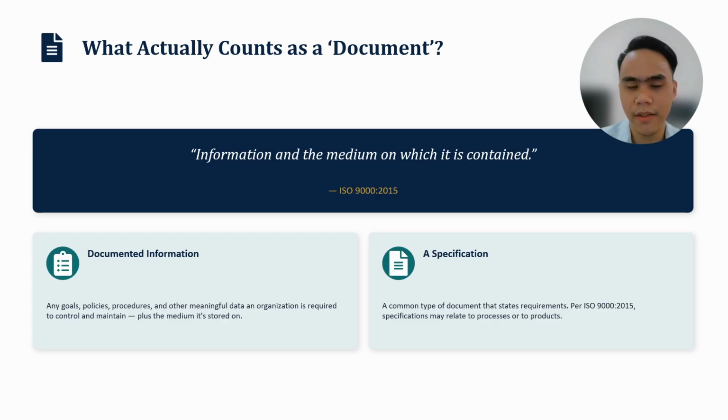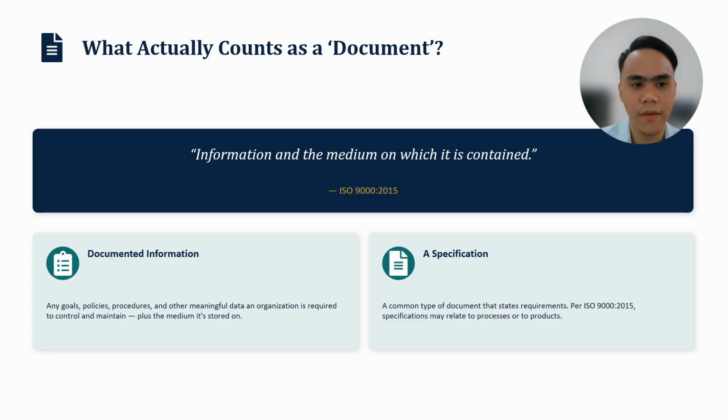So ISO 9000 defines a document as information and the medium on which it is contained. So that's two things bundled together: the actual content and whatever it is recorded on, whether that's paper, a PDF, or a database entry. Documented information includes any goals, policies, procedures, and other meaningful data required to be controlled and maintained by the organization, and the medium on which it is contained.